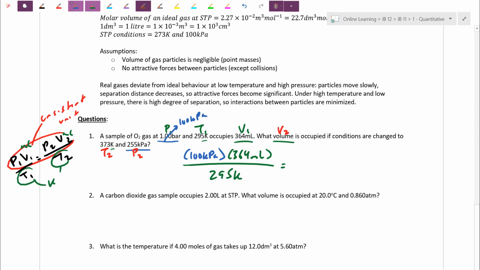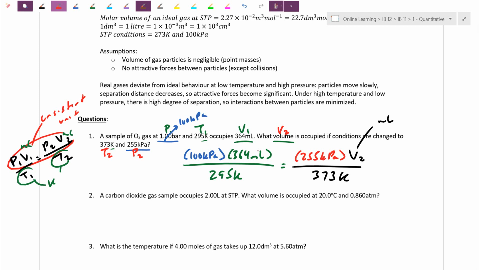Let's match that up with our P2. Our new pressure is now 255 kilopascals. You notice the kilopascals match up. I don't know what the V2 is, but I know I'm expecting it to come out as milliliters, and I'm going to divide it by the new temperature, which is 373. You can do a mental check for yourself here. As you increase the temperature, you expect the volume to expand. However, I'm also increasing pressure. I'm also squeezing the balloon. It's going to actually contract. This time I want to know which one actually wins out.